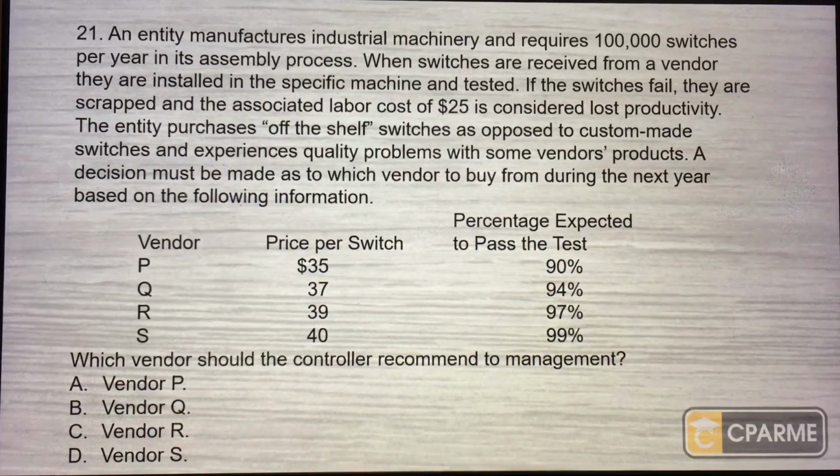But under both reviewers, they would come up with the same answer. It's letter D, the vendor S. Their answers are the same.